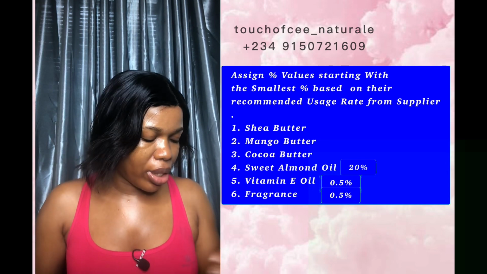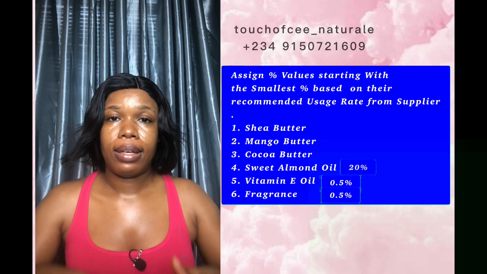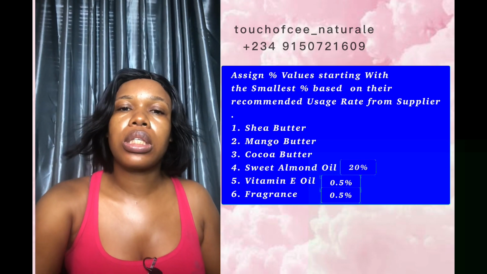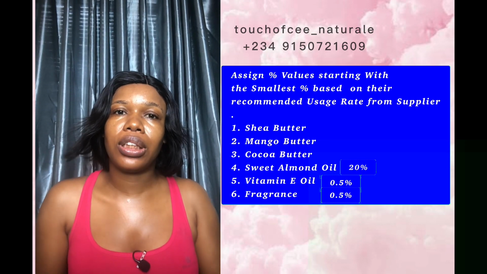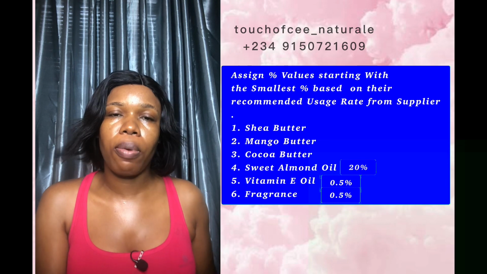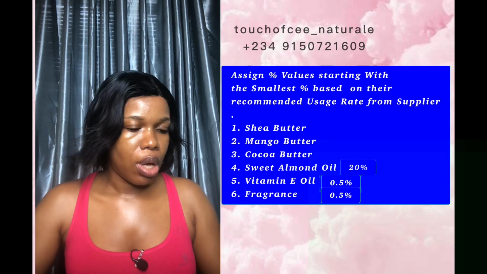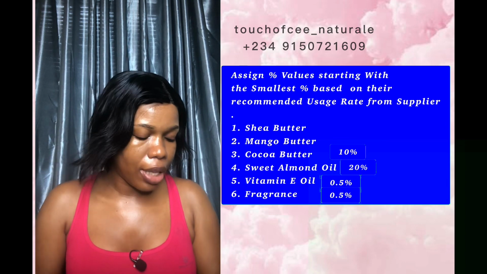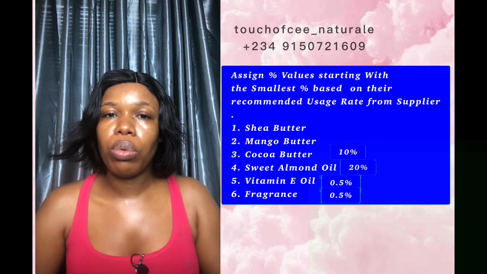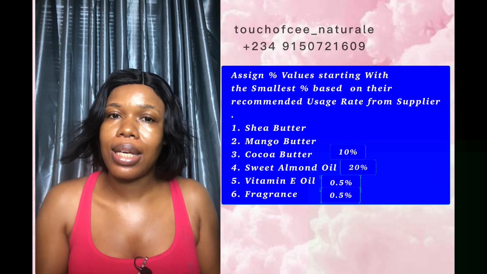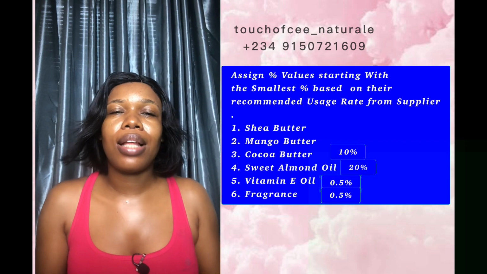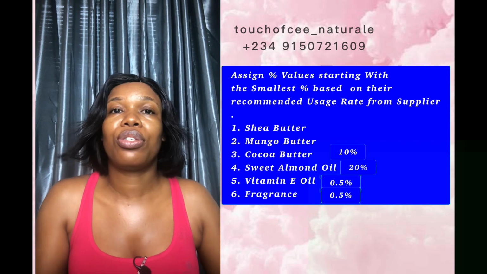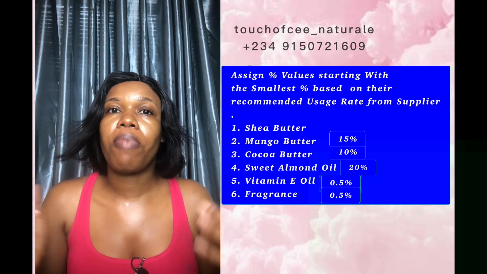So up next, I'm thinking of my cocoa butter. Cocoa butter is also expensive, but then I want shea butter to be the most in this formulation. So what do I do? I decide to use 10% of cocoa butter. Then we're looking at the mango butter, which is the next thing in this formulation. I want the benefits mango butter gives, and then I decide to go in with 15% of my mango butter.